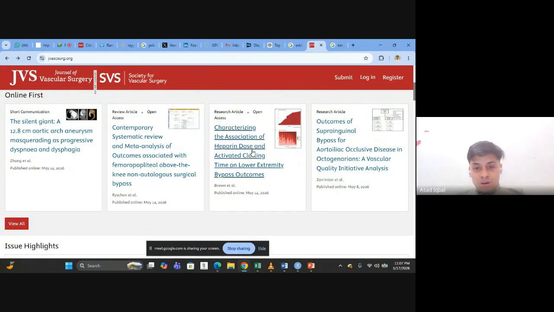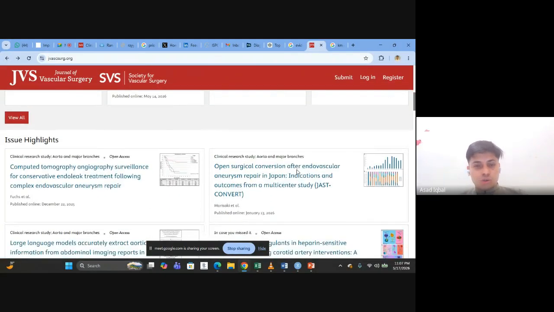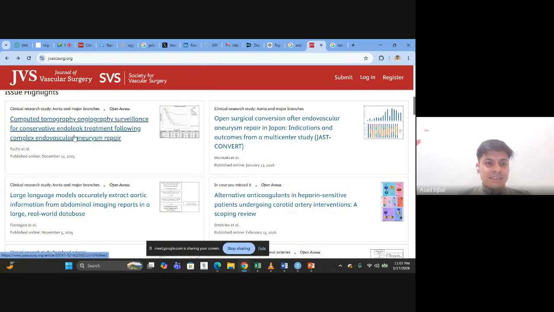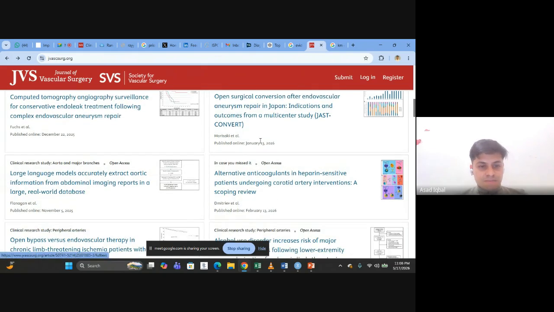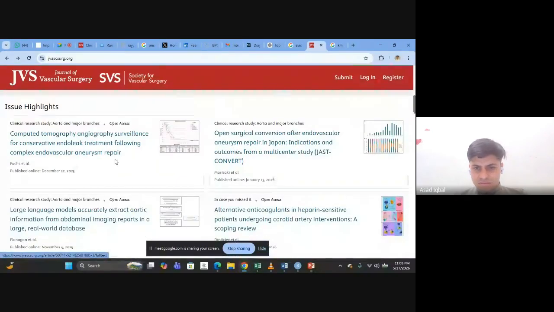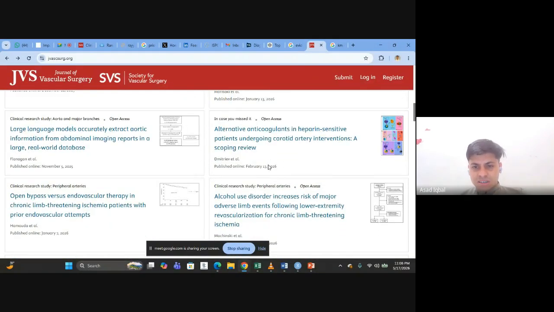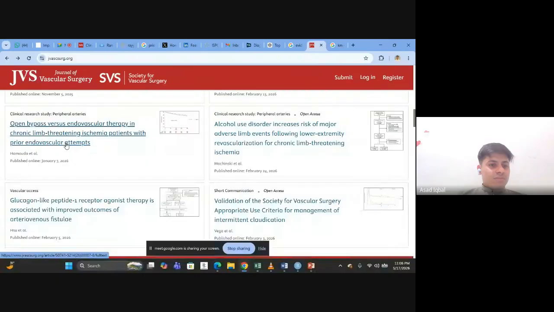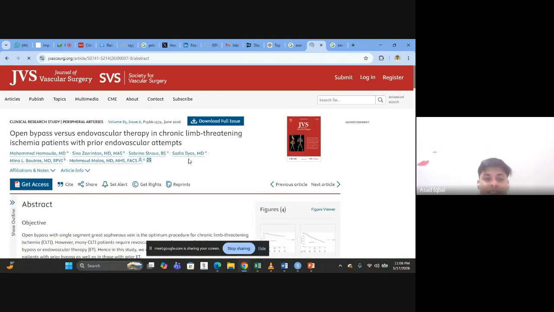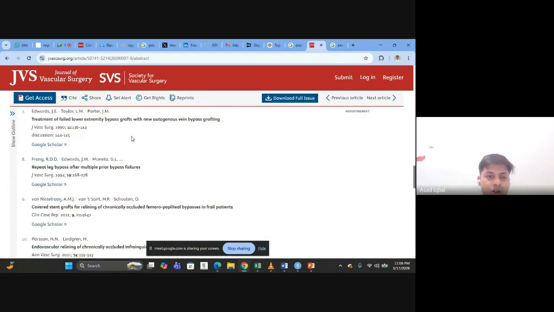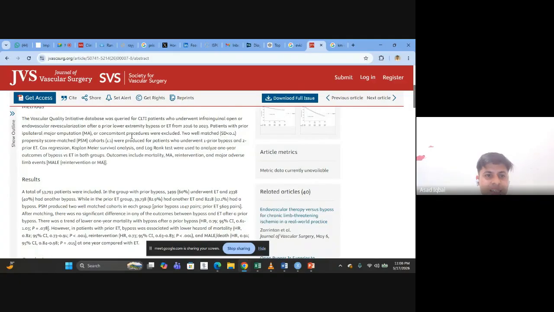So what's this? You need to write original research like this. This is the topic, right? Computer tomography, open surgical conversion, open bypass versus endovascular therapy in this patient group. Now you can search this and assess its viability. If it's viable, go with it.